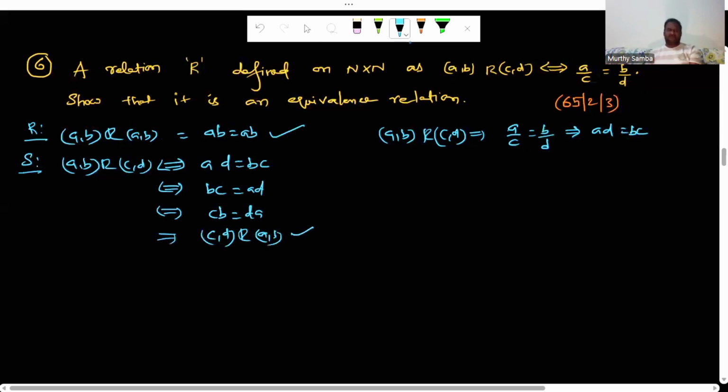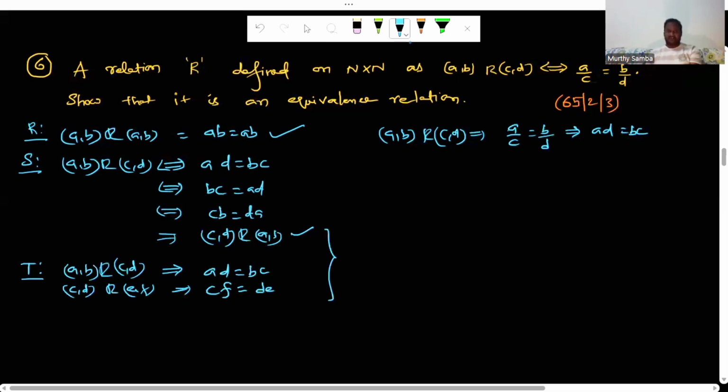Coming to the transitive relation. (a, b) is related to (c, d), which means ad is equal to bc. Similarly, (c, d) is related to (e, f), which means again product of extremes, cf is equal to de. Now what was I supposed to do? Multiply both the equations. When you multiply both equations, adcf is equal to bcde.